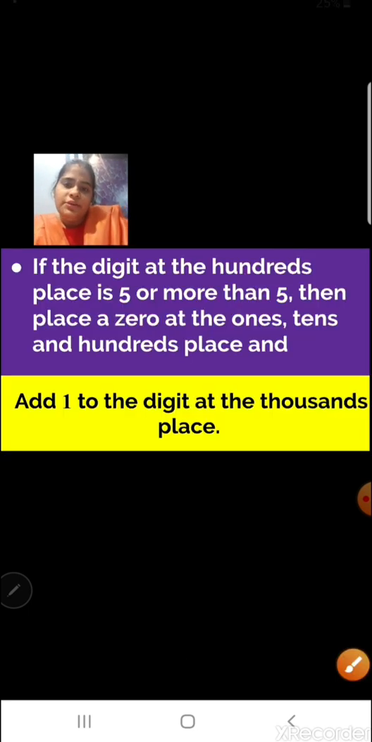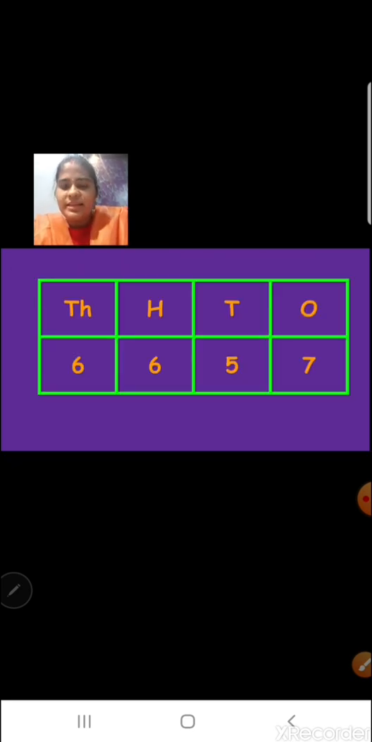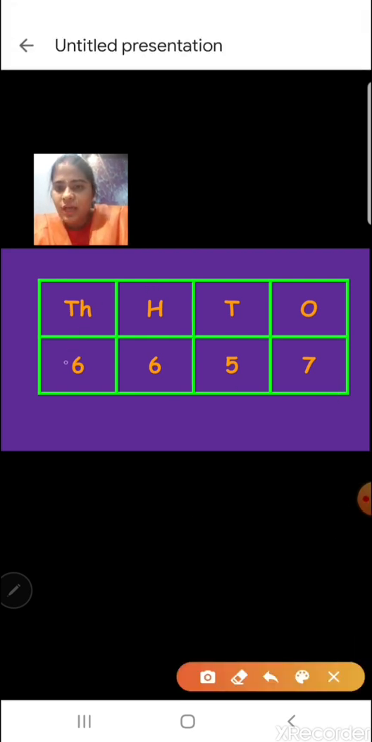Children, if the digit at the hundreds place is 5 or more than 5, then we have to place 0 at ones, tens and hundreds place. But we have to add 1 at the thousands place. Let us see an example. 6,657. Children, we are going to round off to the nearest thousands place.